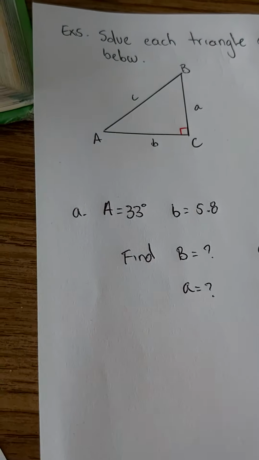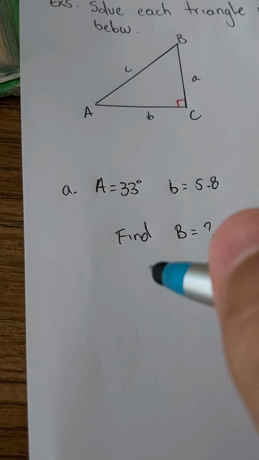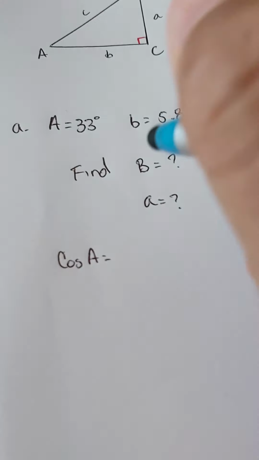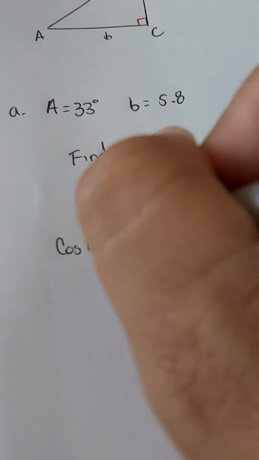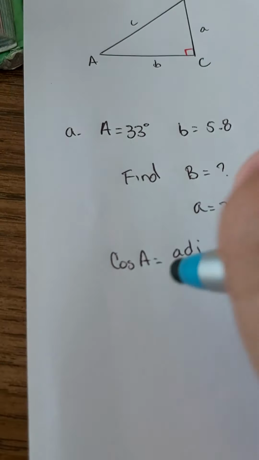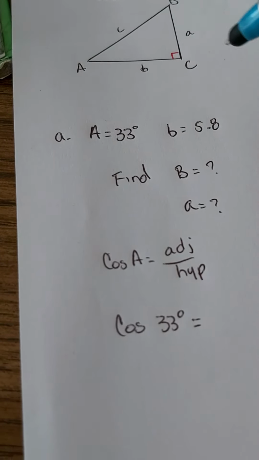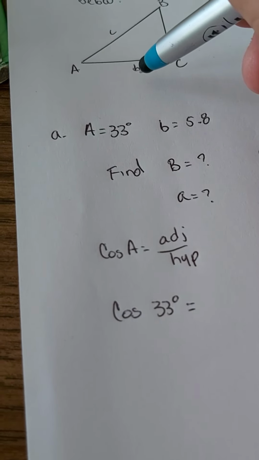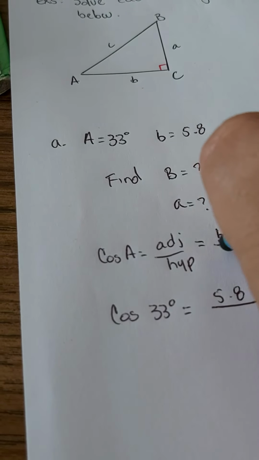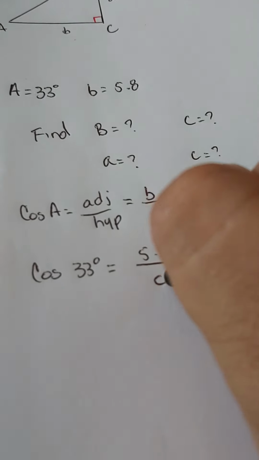We're going to find C using angle A, side B, and the hypotenuse. So adjacent over hypotenuse, that's cosine, right? Cosine of A is adjacent over hypotenuse. In this case, cosine of 33 degrees equals adjacent, B, 5.8 over C, hypotenuse. We don't know C.